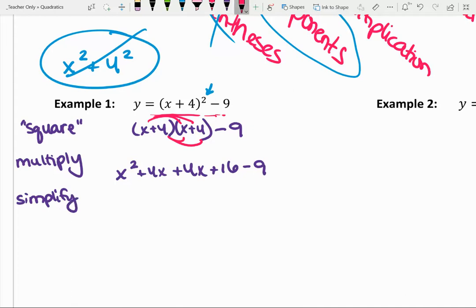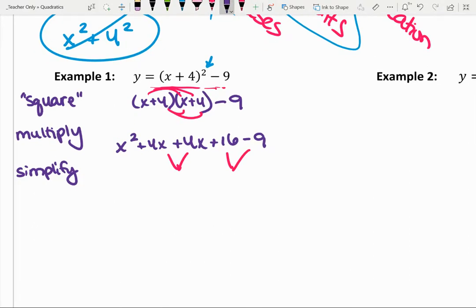So there are some like terms that we can simplify. There's 4x and 4x, and there's 16 minus 9. So we're going to get x squared plus 8x plus 7. 16 minus 9 is 7.